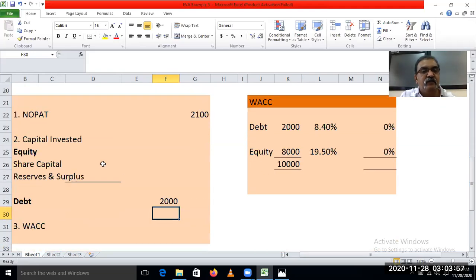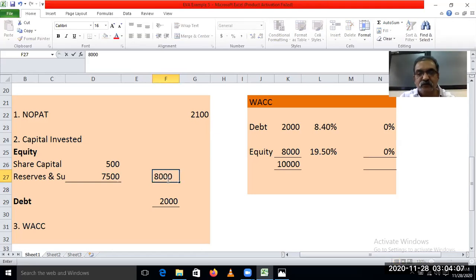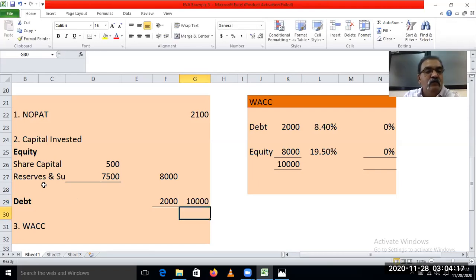These two combined consist of equity. Equity capital 500 crore and reserve and surplus 7500 crore. So total equity will be 8000 crore, and total capital invested, that is equity plus debt, becomes 10,000 crore. Share capital is 500 crore, reserve and surplus 7500 crore, so equity is equal to 8000 crore, debt 2000 crore, and total capital invested is 10,000 crore.